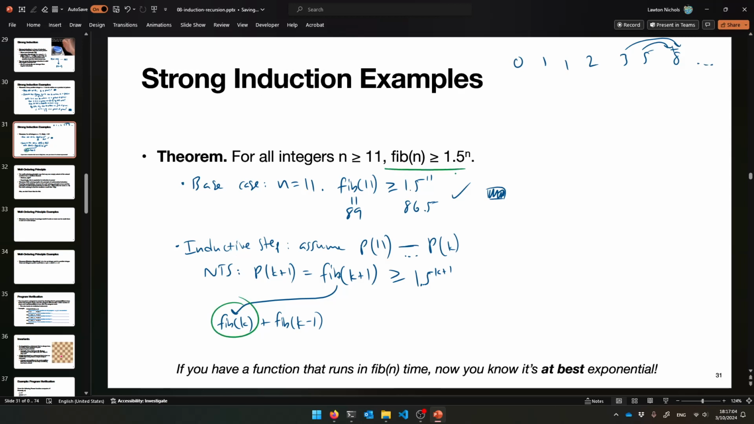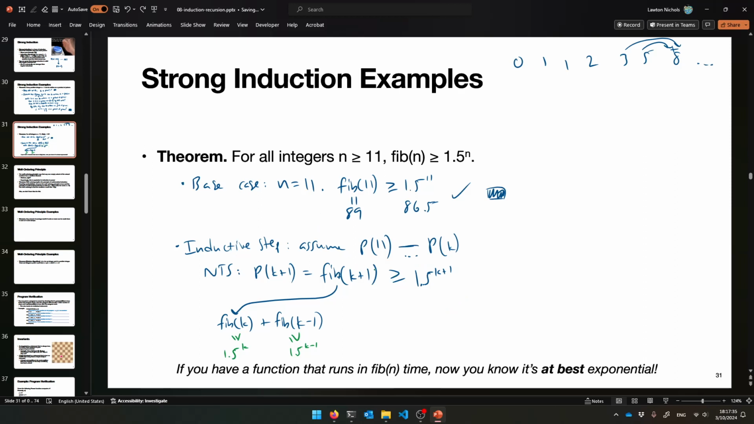I know that fib of k is greater than or equal to 1.5 to the k, right? I have that by the inductive hypothesis, by strong induction. And likewise, this is true for k minus 1 as well. I'm assuming that fib of k minus 1 is greater than or equal to 1.5 to the k minus 1 this time. I need to show that that addition is still greater than or equal to that, okay?